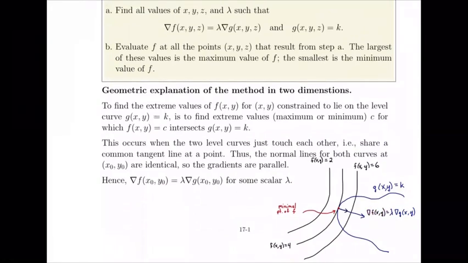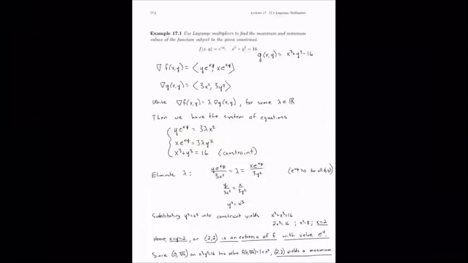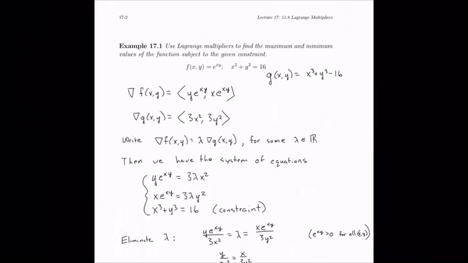Okay, so let's work an example with this. The first example says, use Lagrange multipliers to find the maximum and minimum values of the function subject to the given constraint. So remember what our value function is and our constraint function. Now, first thing to do, we need to find the gradient of F and the gradient of G. This is easily done. Partial derivative in each component, and we have the gradient of F and the gradient of G. And then set the gradient of F equal to lambda times the gradient of G.